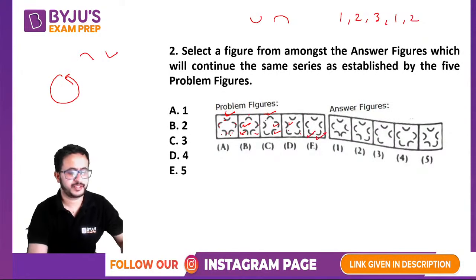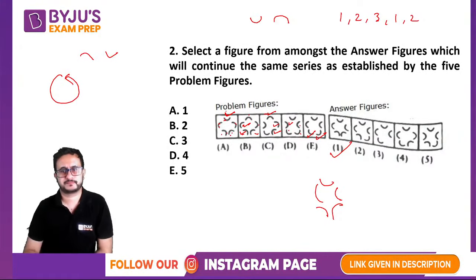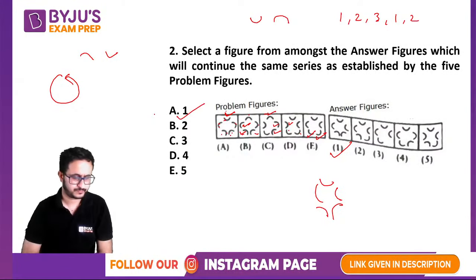So we talked about that there will be two images that will change the directions, and these two will be the elements. So this will remain like this, this will remain like this, this will remain like this. This is inside, so this will be outside; this is inside, so this will be outside. So the answer will be option 1 or A. Is it clear?